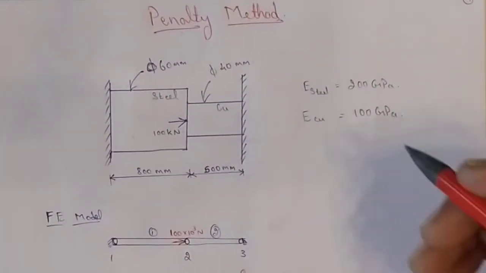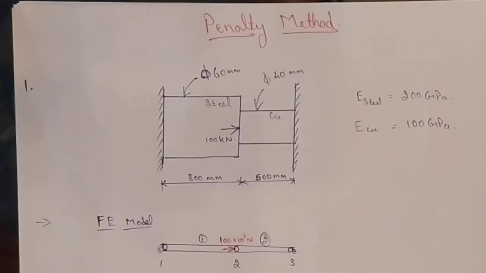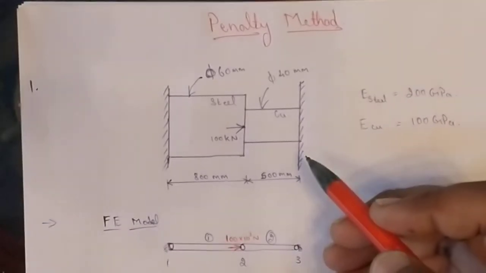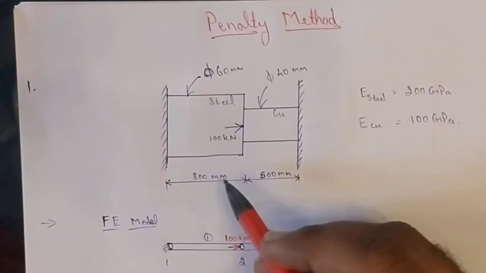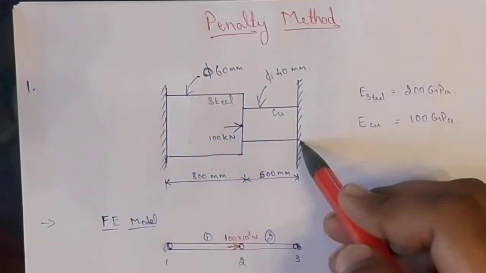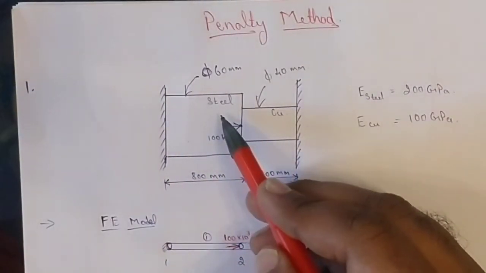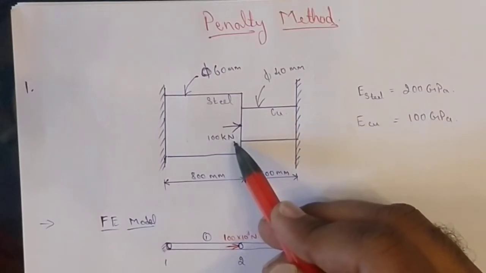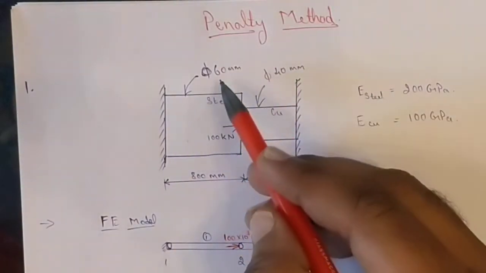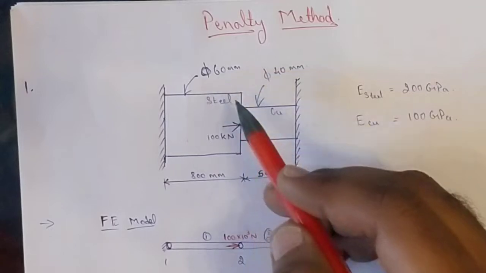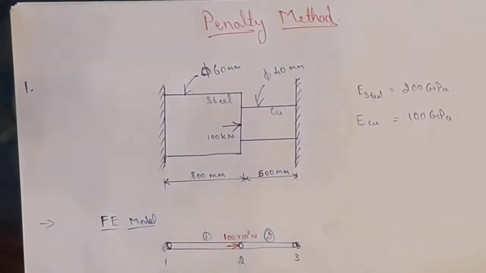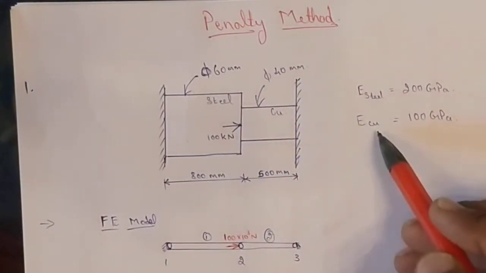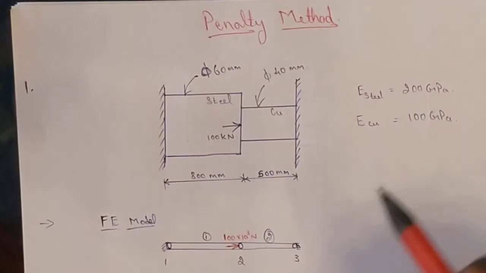Okay. So first problem, the penalty method. This is a step bar problem which is fixed at both ends, and the material is different. This is steel and this is copper. Load of 100 kilonewtons applied at the fifth section. Diameter of the first section is 60 mm. Diameter of the second section is 40 mm. Young's modulus of steel and copper is given as 200 GPa and 100 GPa correspondingly.